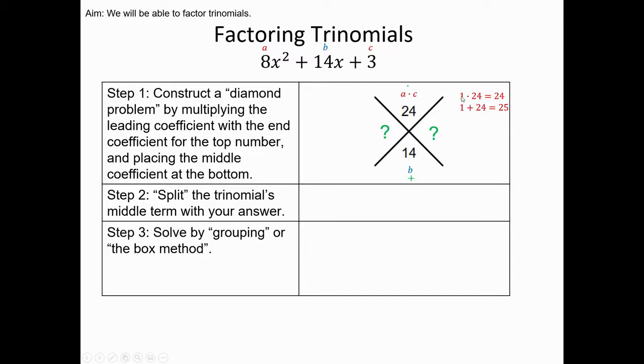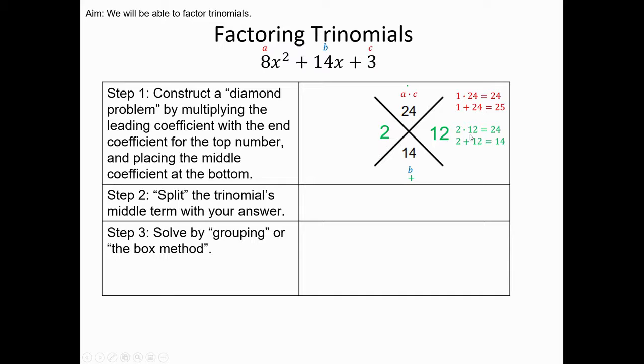But let's try, instead of 1, a 2. What's 2 times 12? Well, that's 24, right? That's what we want. And then 2 plus 12 is 14. Oh wait, isn't that what we wanted? 2 times 12 is 24, and 2 plus 12 is 14. It multiplies to get the top number and adds to get the bottom number. So these question marks are going to be this 2 and this 12.